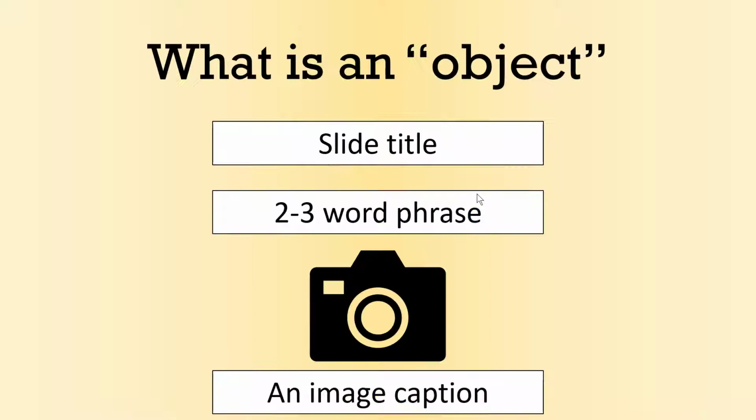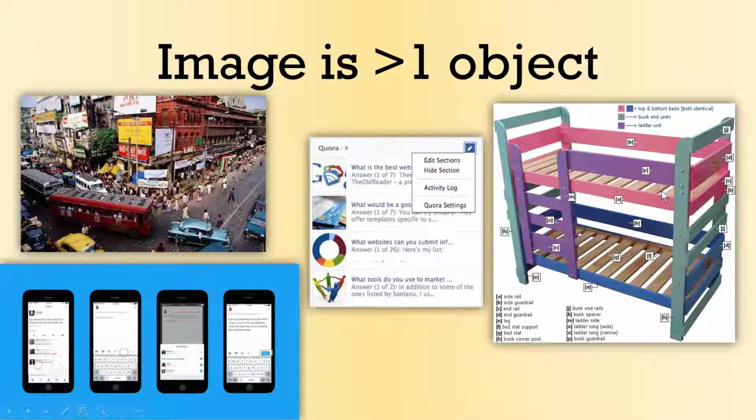Now, what does an object mean? A slide title is an object, any 2 to 3 word phrase. An image, a picture is an object, and a picture caption is another object. So in this example, I have 1, 2, 3, 4, 5 objects here.